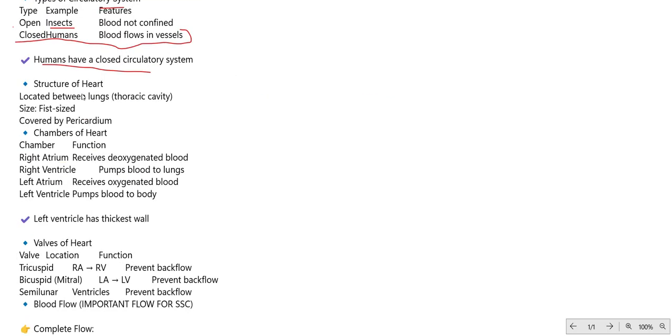Structure of the heart: it is located between the lungs, that is in the thoracic cavity, and the size is fist sized. It is covered by a membrane which is known as pericardium. Chambers of the heart: four chambers of the heart, right atrium, right ventricle, left atrium, left ventricle, and their function. Right atrium, it basically receives the deoxygenated blood. Right ventricle, it pumps the blood to the lungs.